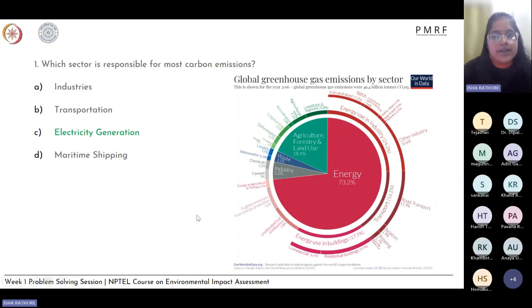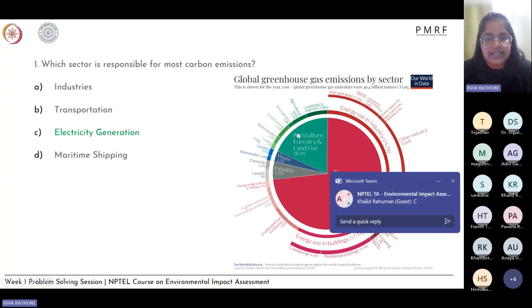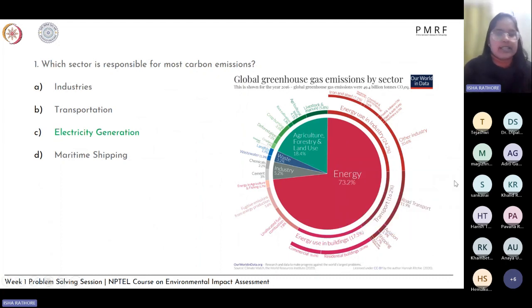So when you see the greenhouse gas emissions by sectors, we see that energy has the largest contribution to gas emissions, followed by agriculture, forestry, land use, followed by industry and waste. So C, electricity generation, is the correct answer.